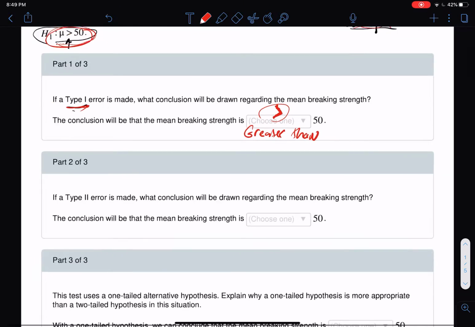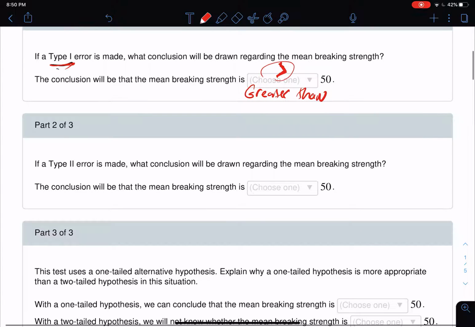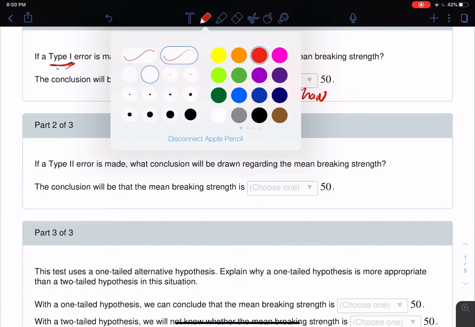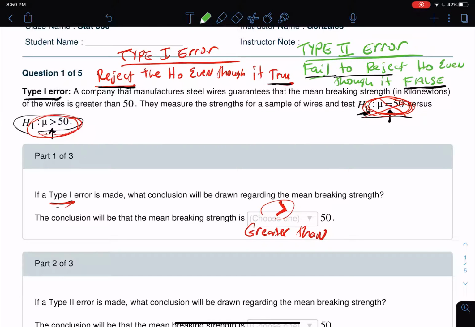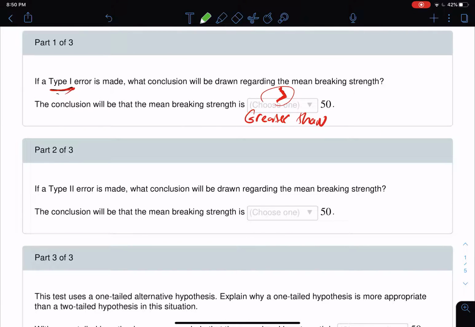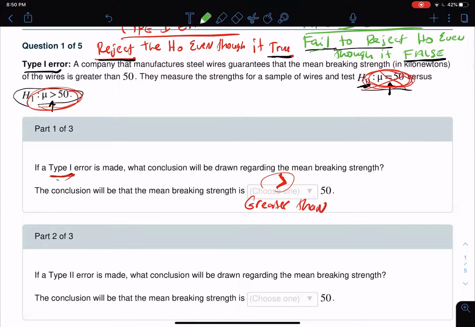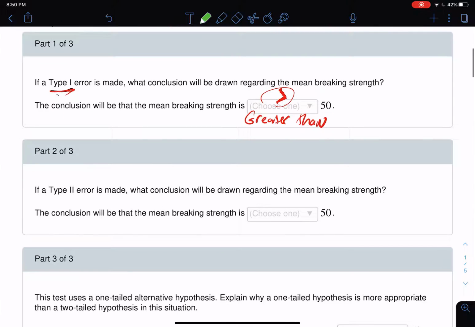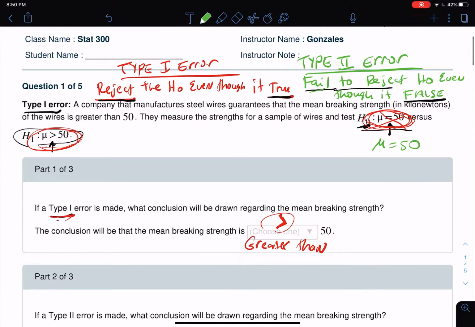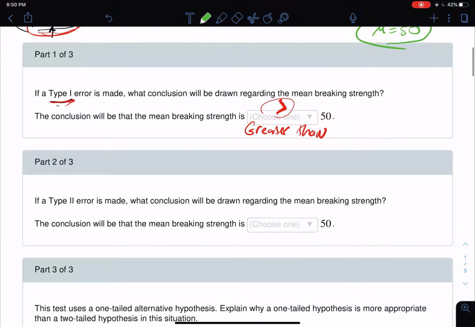All right, what about the next one? The next one says a type 2 error is made. Now what is a type 2 error again? A type 2 error, let's just look up here. A type 2 error is when we fail to reject the null even though it's false. So a type 2 error is made. What conclusion will be drawn regarding the mean breaking strength? So if we fail to reject the null, that means we would go with it, right? So we fail to reject that even though it's false. So that would be that mu equals 50.